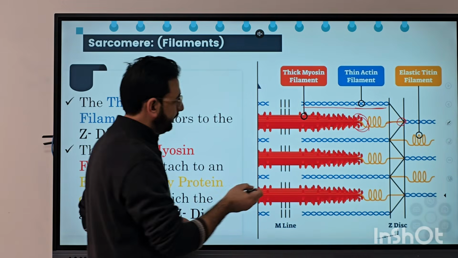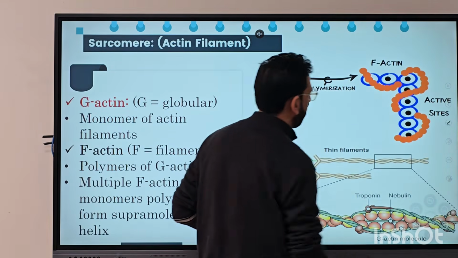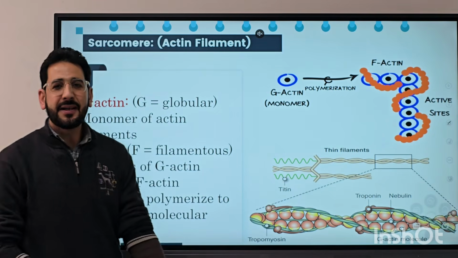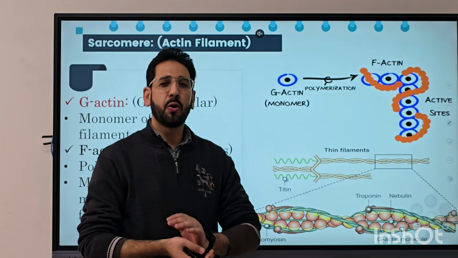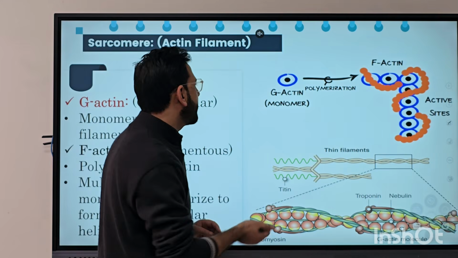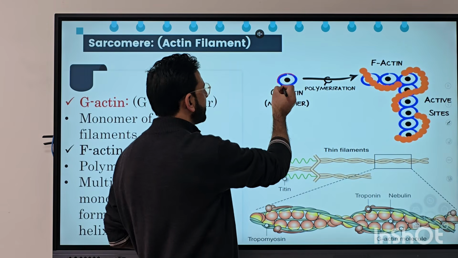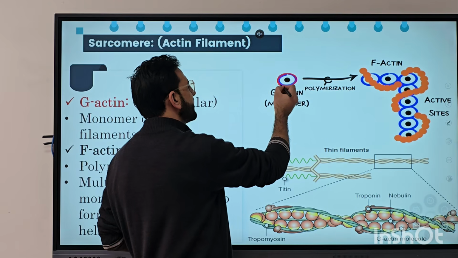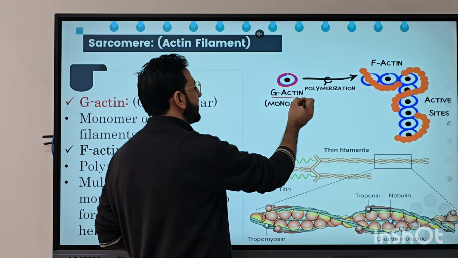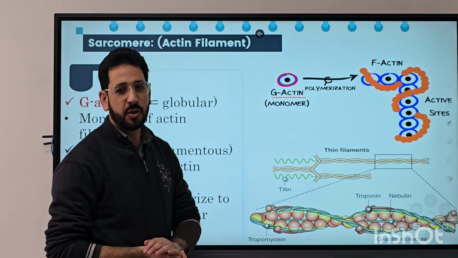Now, when we talk about the actin, it is actually made up of the actin monomers. We call that G-actin. You can see here is the actin monomer. Here is one actin monomer, and this actin monomer is called G-actin. G stands for globular actin.